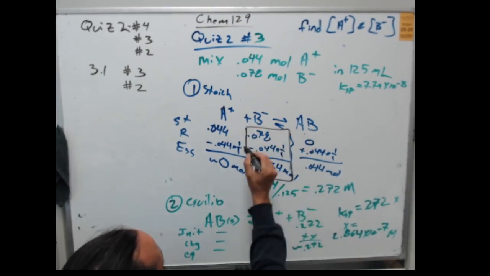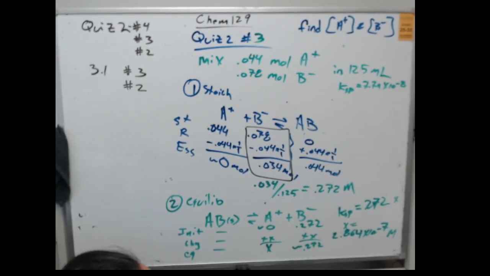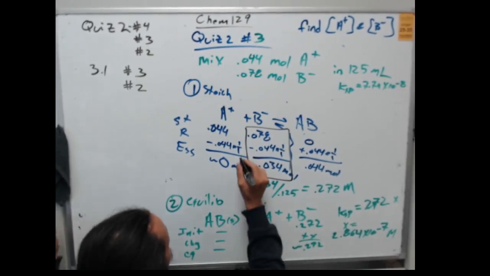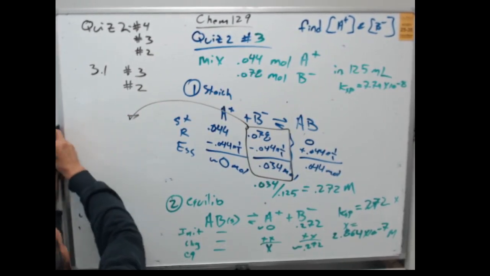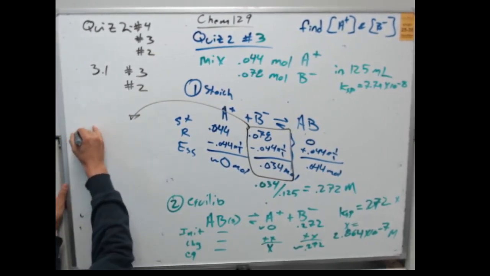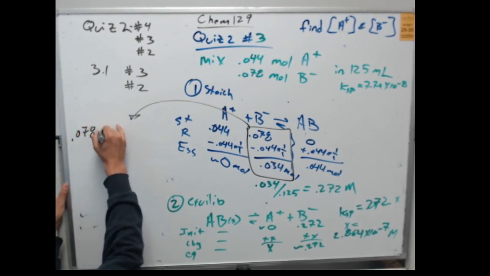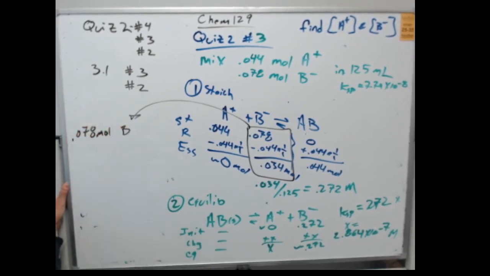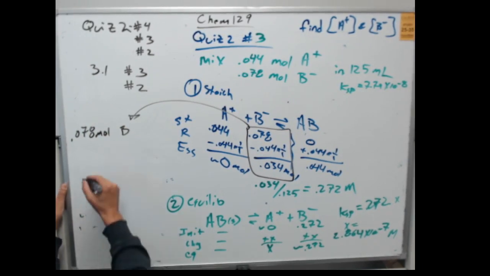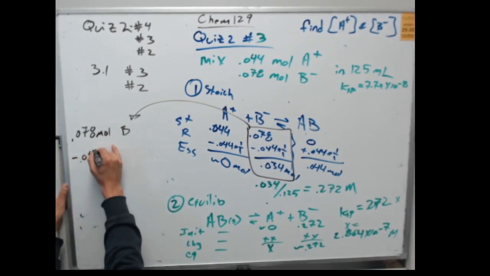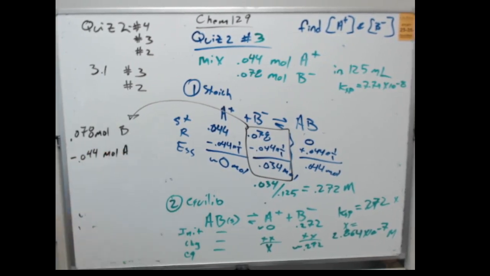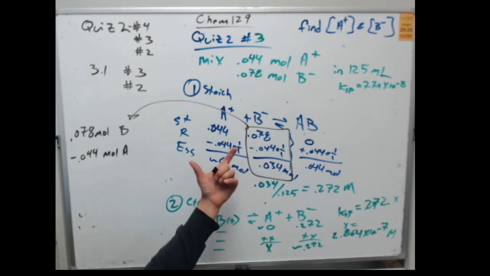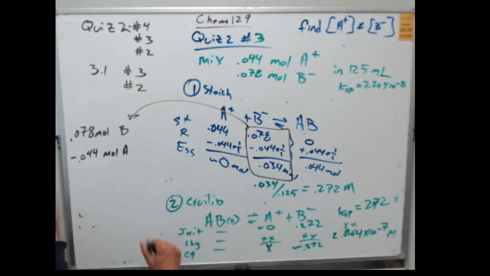Yeah. Right. And when I do this table form for my stoichiometry, I'm skipping a bunch of units. But essentially, what we've got here is 0.078 moles of B, and I'm subtracting 0.044 moles of A. Those units don't match, right? Moles of A and moles of B are not the same thing. But they're related to each other through the chemical reaction I'm working with.